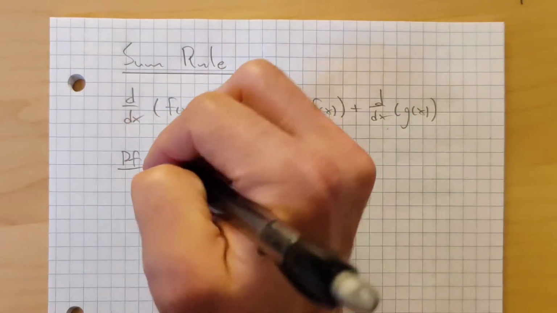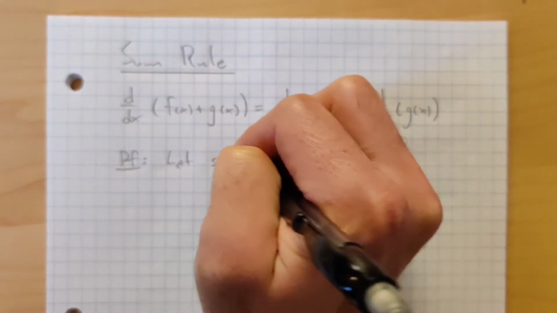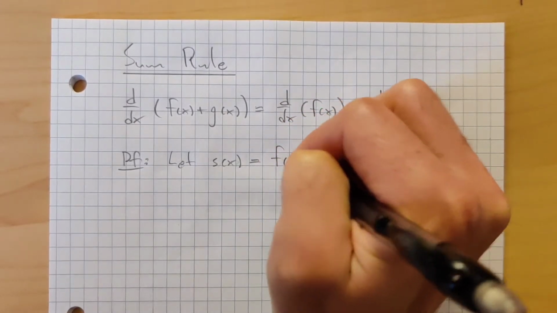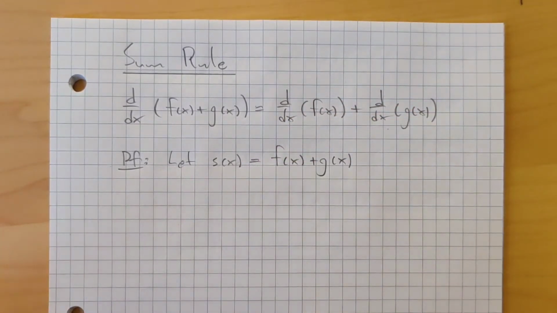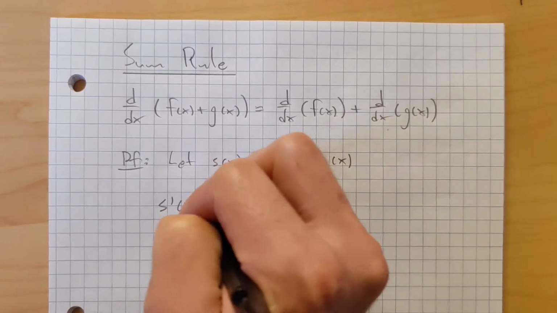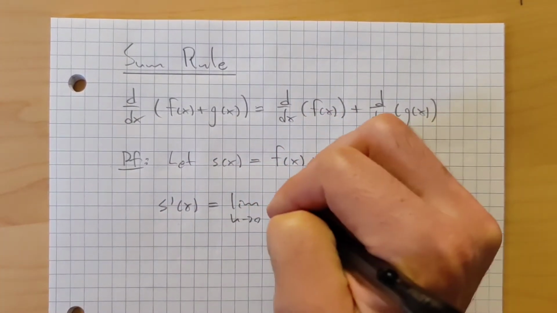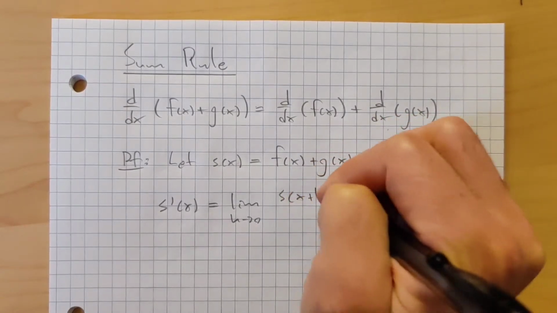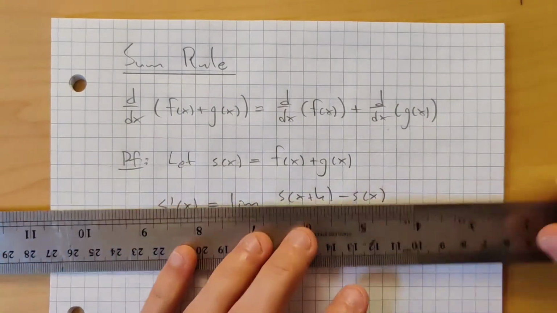So to prove this, let's define the function s of x to be f of x plus g of x, I guess s for sum, and then we're going to take its derivative. So the definition of the derivative says the derivative s prime of x is the limit as h approaches 0, s of x plus h minus s of x all over h.